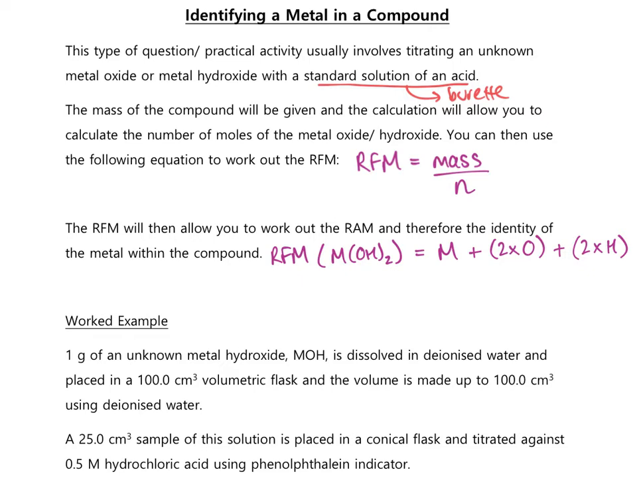So when you're working out your relative atomic mass of M, your unknown metal, what you're doing this time is getting your total RFM and taking away 2 times the oxygen, so that'll be 2 times 16, which is 32, and you take away 2 hydrogens, which is 2 times 1, which is 2. Okay, so just think about what your formula is when you're working out your final part of the question, which will be the relative atomic mass of your metal.